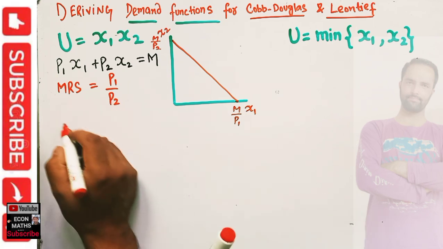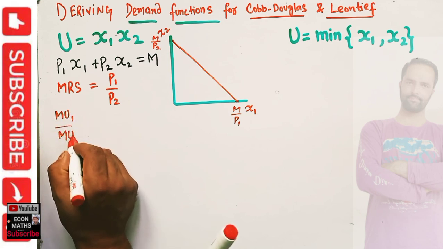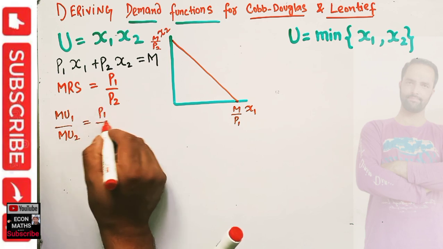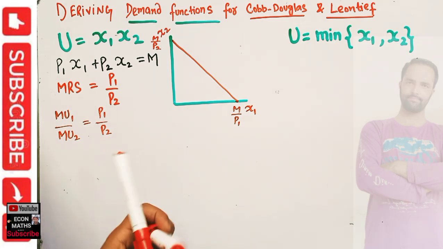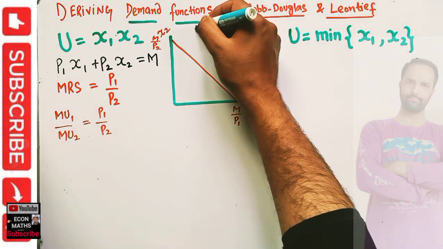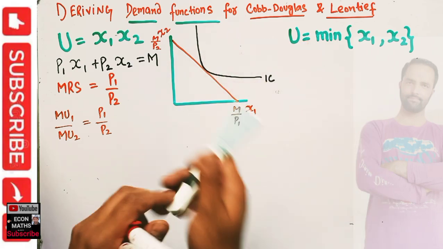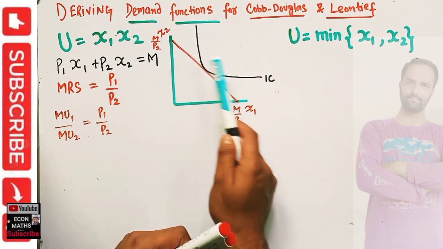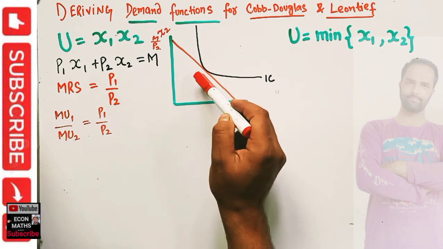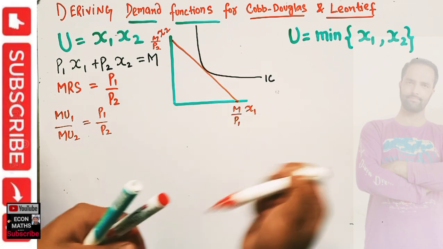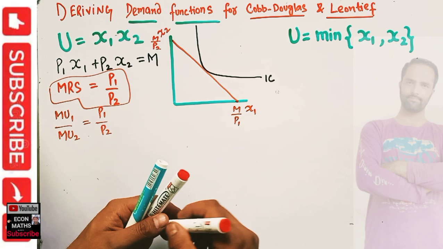Marginal rate of substitution means simply marginal utility of good 1 upon marginal utility of good 2 should be equal to price of good 1 upon price of good 2. Okay, and our indifference curve will look like this. This is our indifference curve; we want to maximize our utility with the given budget. So when the budget line and indifference curve are tangent to each other, that is when this condition is satisfied, we are at equilibrium position.